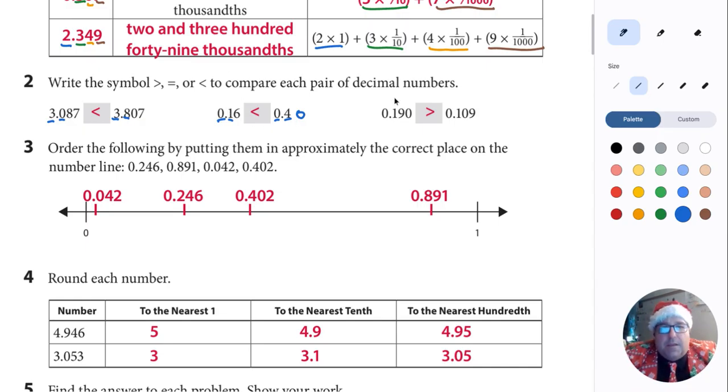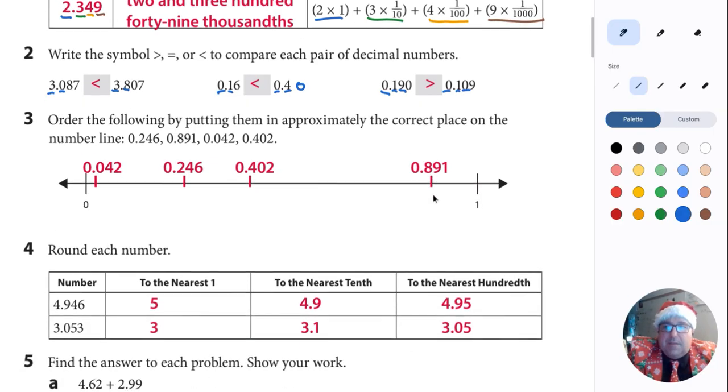And then finally, we have 0 for our ones. I have a 1 for my 10th, okay? But then I have a 9 for my 100th and a 0 for my 100th. That 9 is larger. Or you could think about 190 thousandths versus 109 thousandths. 190 is going to be a little more than 109. But the key is start at the beginning, and the first time you get to one that isn't the same, whichever one is larger is the larger number. We don't even care about the rest of the numbers, really.